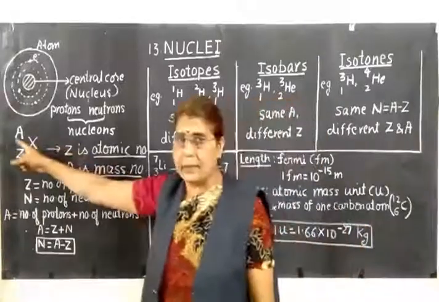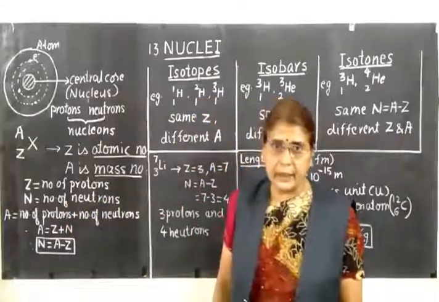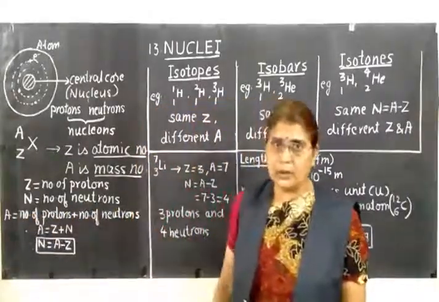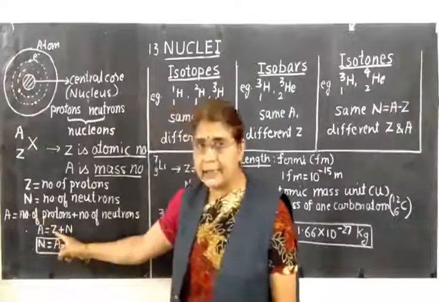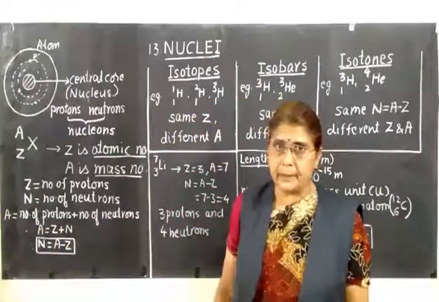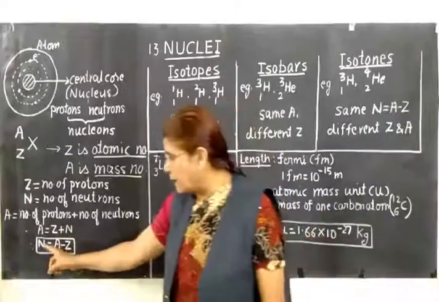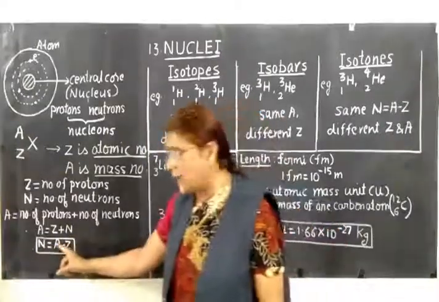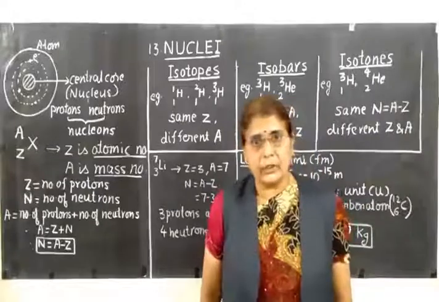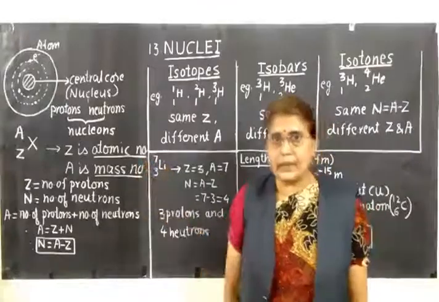Then what about the mass number? The mass number gives you the sum of protons and neutrons inside the nucleus. That is, A is equal to the number of protons plus the number of neutrons. The number of protons is Z, the number of neutrons I have denoted as N. So A is equal to Z plus N. So what will be the value of N? N is equal to A minus Z. So the number of neutrons is the difference between A and Z. If you take A minus Z, mass number minus atomic number, you will get the number of neutrons inside the nucleus.